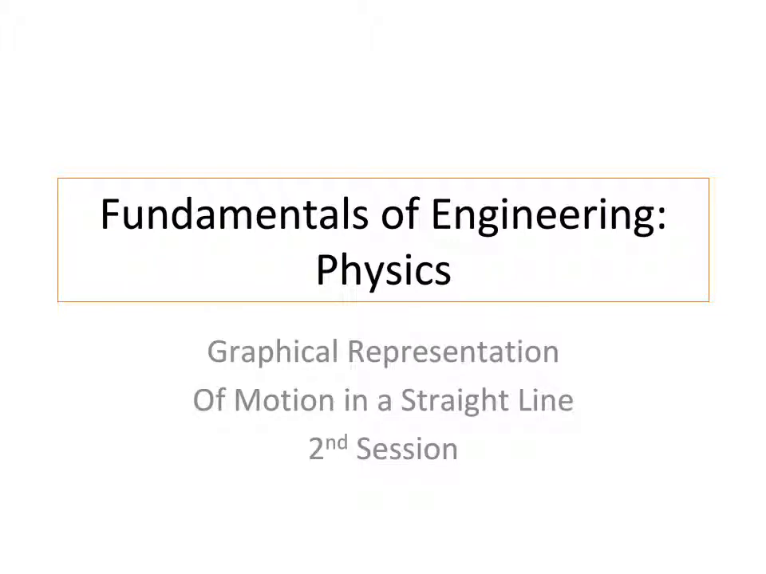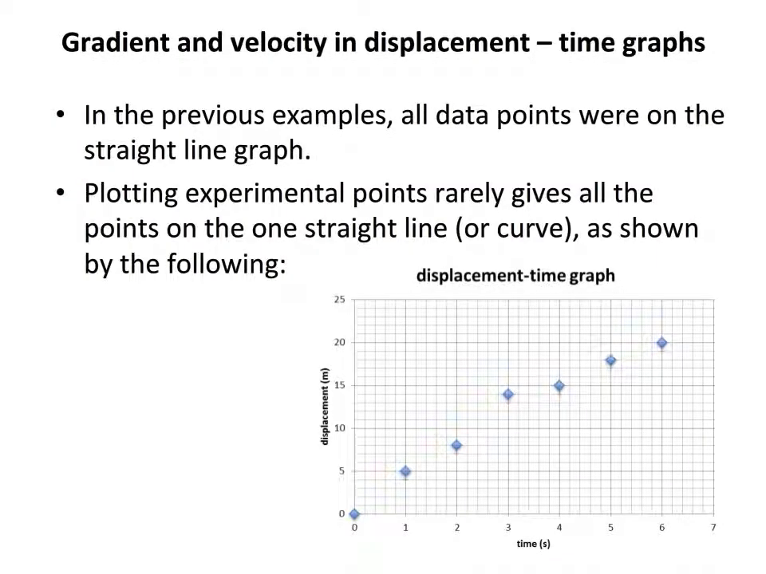This is the second in the series, graphical representation of motion in a straight line. In the previous examples, all data points lay on the same straight line, but when we plot experimental points, this is rarely the case, so we get something like what is seen in the graph below.